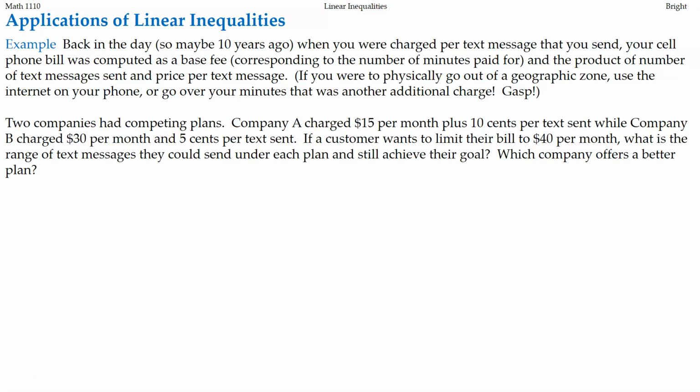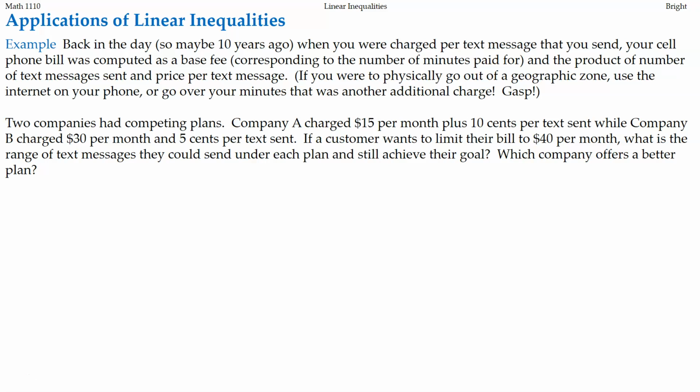What you would pay for was a base fee for allowing the company to use their services, and then you would be charged by the number of text messages you sent. There was an associated price per text message. And then there was roaming, which we won't talk about. But anyway, word problem. Two companies have competing plans, Company A and Company B.